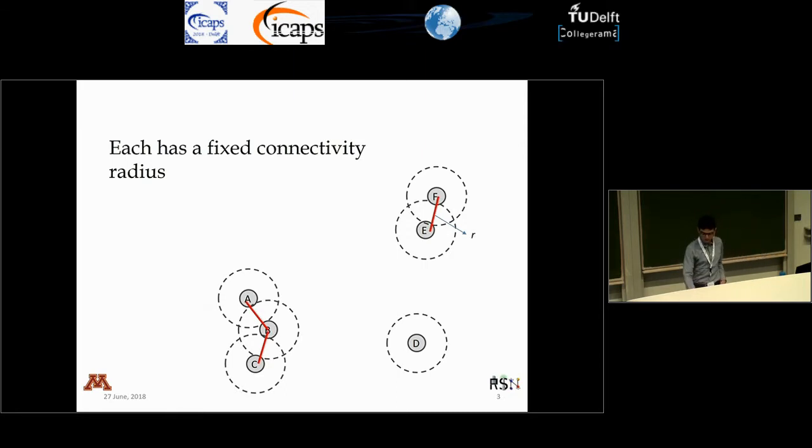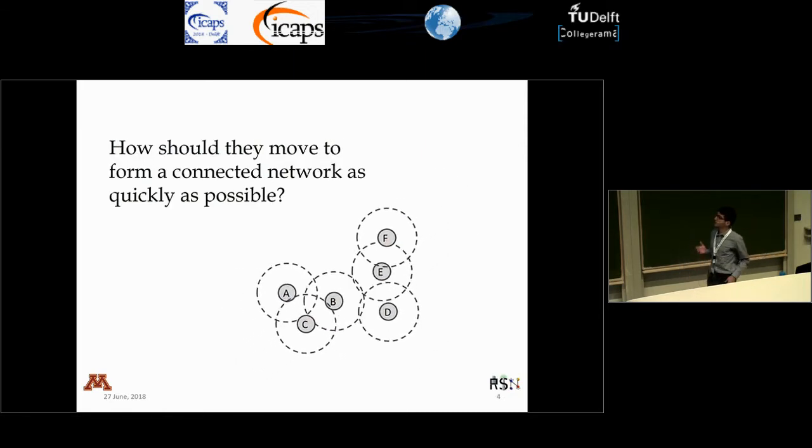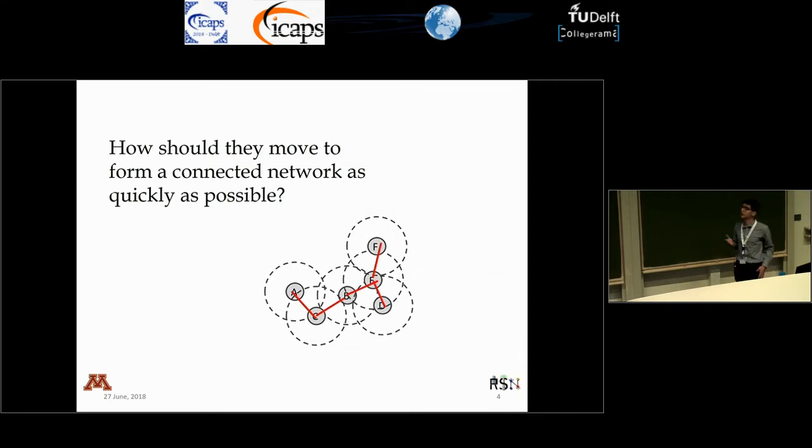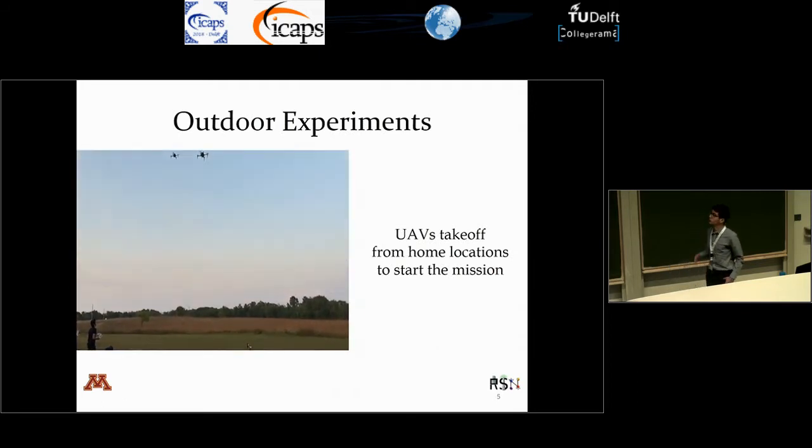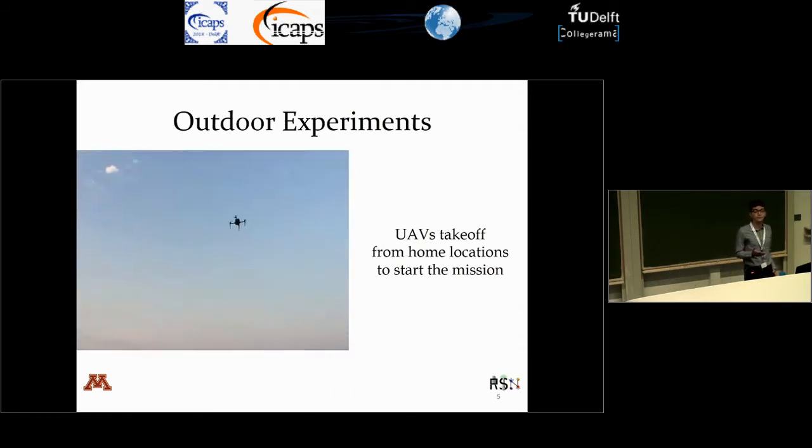The question we ask is, how should the robots move so as to form a connected communication network as quickly as possible? So performing such a motion, in the final configuration, a robot can communicate with the rest of the robots. So before going into details, I would like to first show a practical application of our problem.